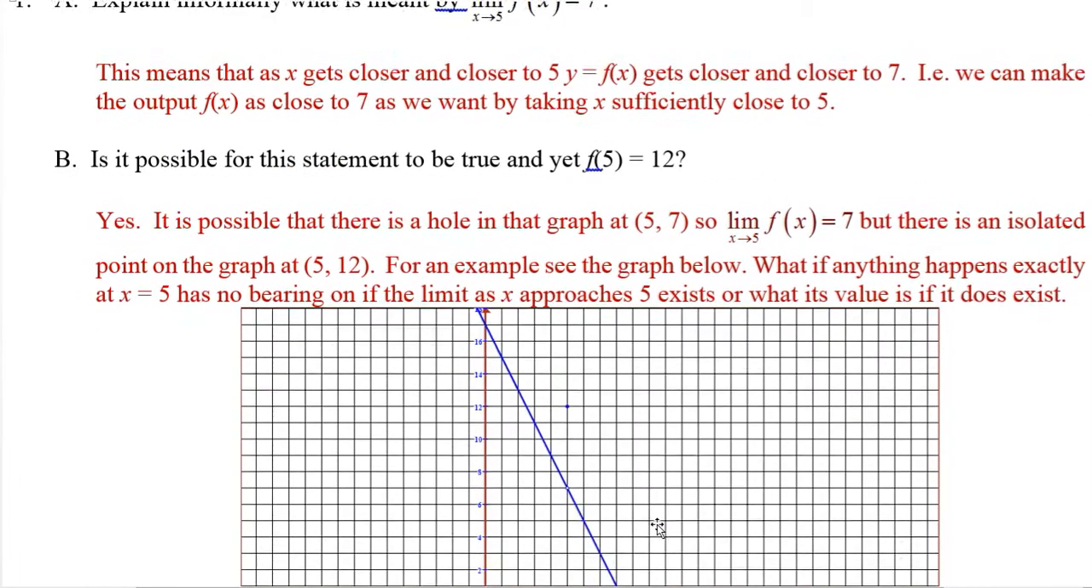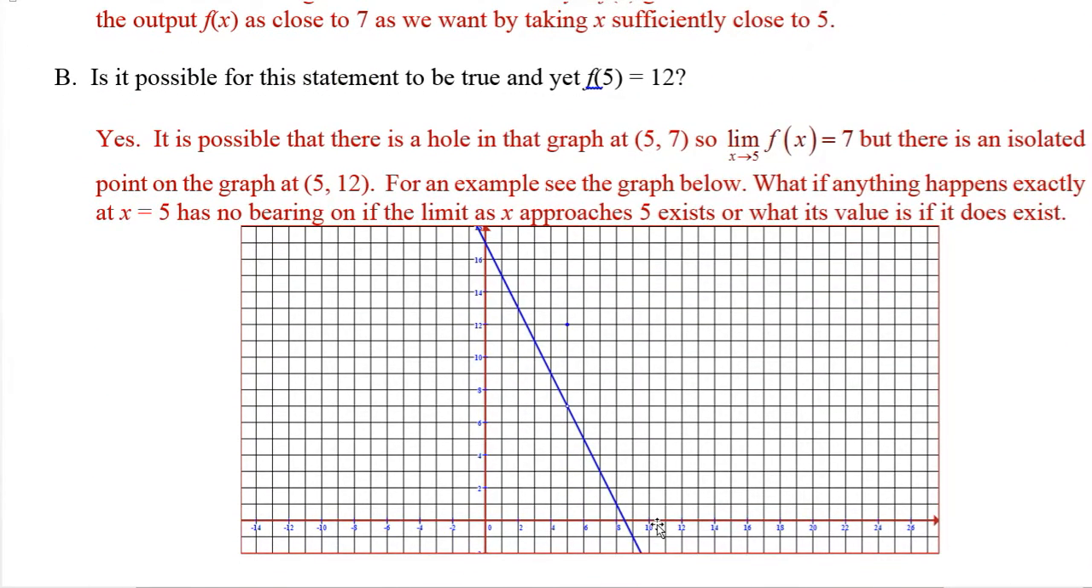It is possible that there's a hole in the graph at (5, 7), so that the limit as x approaches 5 of f of x equals 7, but there's an isolated point on the graph at (5, 12). For an example, see this graph here. So here we have a line with a hole in it at (5, 7), right here, and yet there's an isolated point up here at (5, 12).